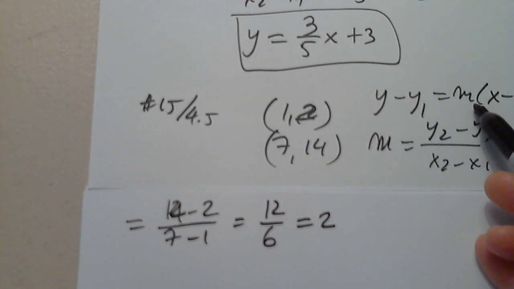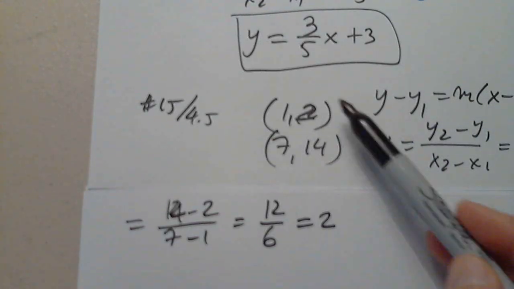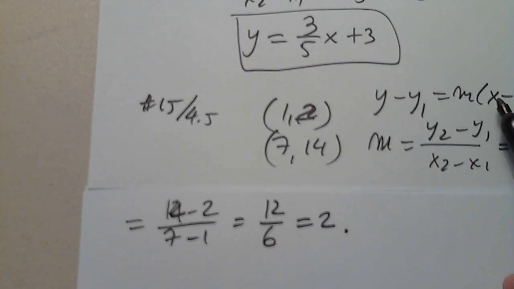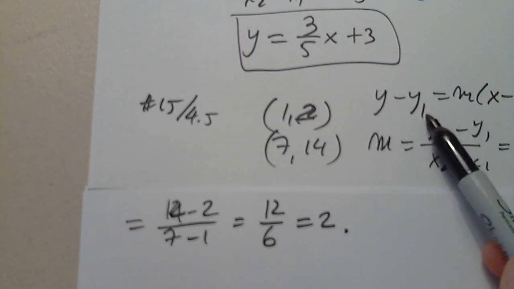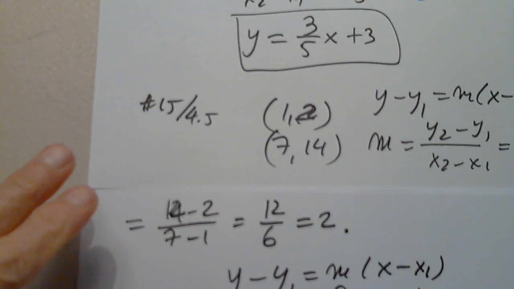So now I have the slope, but which point will I use? It does not matter. You used both of them to find the slope. It doesn't matter if you use this or this. You cannot use both. You have to choose one. So I have y minus y1 equals the slope times x minus x1. The slope is 2. I'm going to use the first point as 1, 2. And now plug them in.